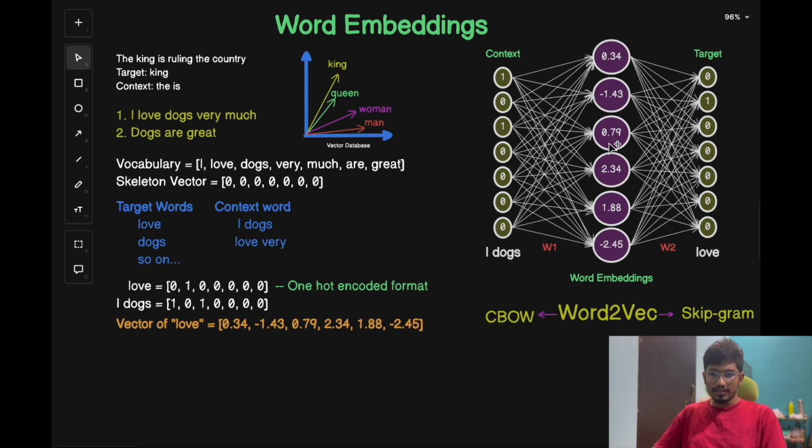The size or dimension of this embedding layer depends on the vocabulary size, the corpus size, and the task that we are trying to solve. Here we have taken a dimension of 6. We have a total of 6 nodes in this embedding layer. So the dimension of our word embedding is 6 here.